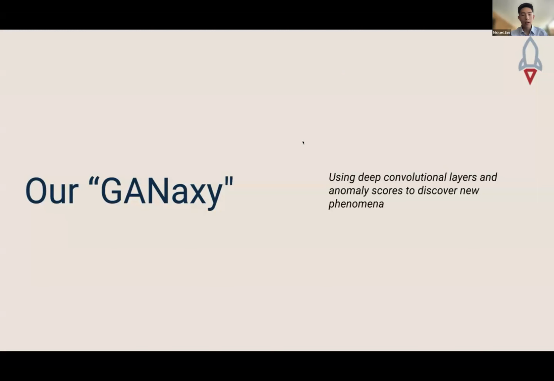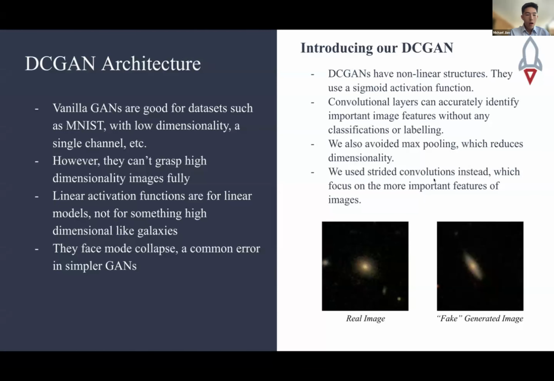Now let's talk about our GANaxy, which uses deep convolutional layers and anomaly scores to discover new phenomena. Although GANs are typically successful in simpler datasets, the ones that are linear in nature suffer from issues such as low dimensionality and inaccuracies in produced images. They're not well suited for the high dimensionality of galaxy images. Oftentimes, GANs will face mode collapse, which is where the generator is over-optimized to beat the discriminator, and the discriminator never learns how to tell if the image is accurate or not.